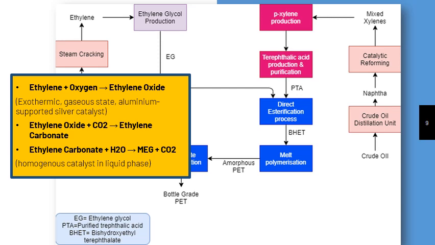When ethylene is produced, it goes on to ethylene glycol production. In this process there are three main reactions. First, ethylene reacts with oxygen to produce ethylene oxide. This reaction is exothermic and occurs in a gaseous state with an aluminium supported silver catalyst. Then ethylene oxide reacts with carbon dioxide to form ethylene carbonate, which is further hydrolyzed to form MEG, mono ethylene glycol, and carbon dioxide, using a homogeneous catalyst in liquid phase.